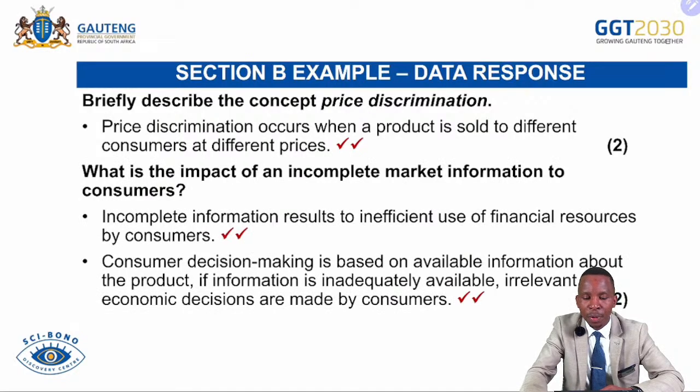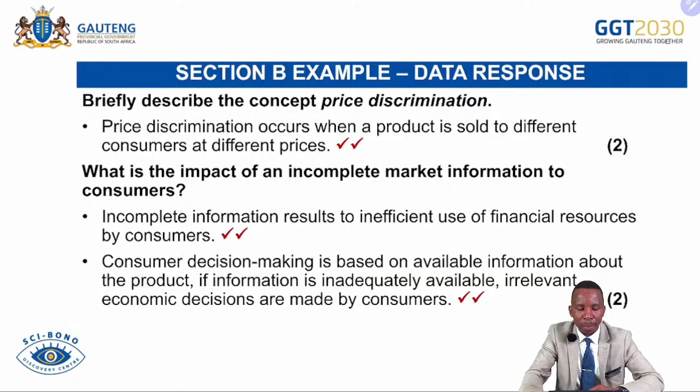What is the impact of an incomplete information or market information to consumers? Incomplete information results in inefficient use of financial resources by consumers, meaning consumers will find themselves buying goods that they don't actually need. But because they don't have enough information, they will buy those goods and services. Consumer decision making is based on available information about the product. If information is inadequately available, irrelevant economic decisions are made by consumers. They will be demanding goods that they don't actually need, whereby they will be wasting their financial resources. So that is the effect of imperfect information on the side of consumers.